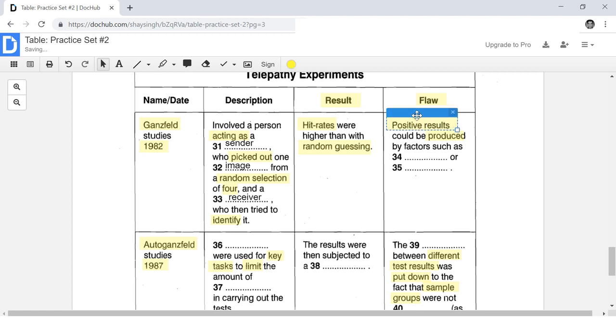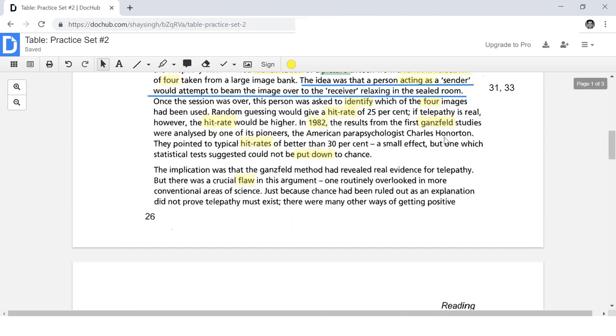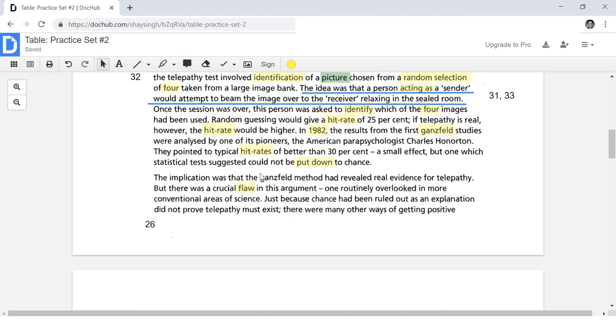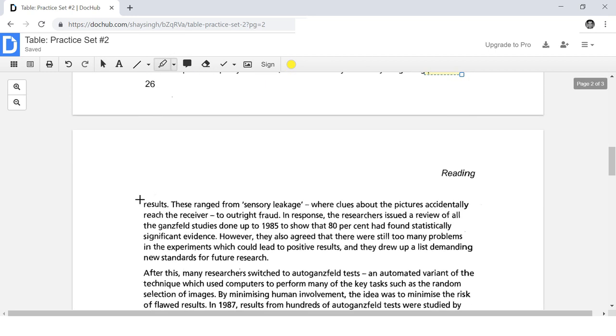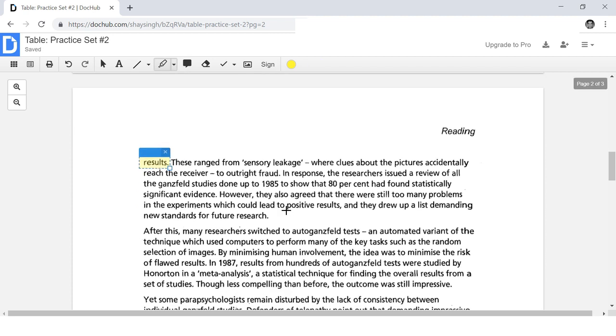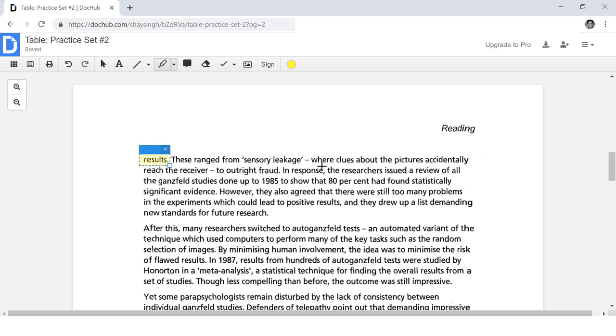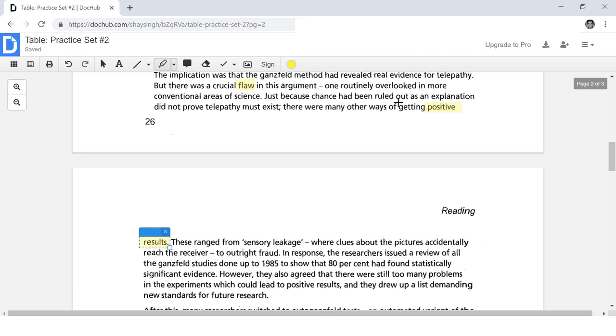Let's just look for the whole thing. Positive results and something about how they could be produced. So we are looking for positive results and something about produce. So let's just scan for positive. We have it right there. Positive results. And something about produced. Alright, so I don't see that over here, or maybe I've just missed it, but I'm pretty sure I'm going to find my answer somewhere around here.